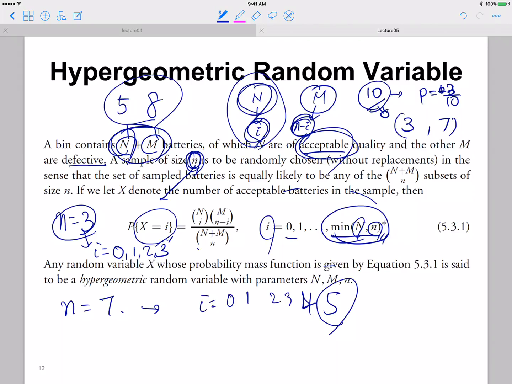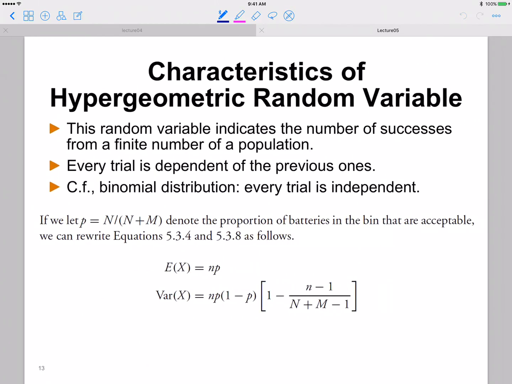And then we pick up 1 battery from there, and then we replace it in the jar, which means we put the selected battery back into the jar. So that 3, 7, that number will always remain the same value, and thus each trial will have the same situation. So that way, this binomial random variable is just the same trials with replacement, which means we put the sampled one back to the jar. But in this hypergeometric one, we do not put it back to the jar. That's the only difference.